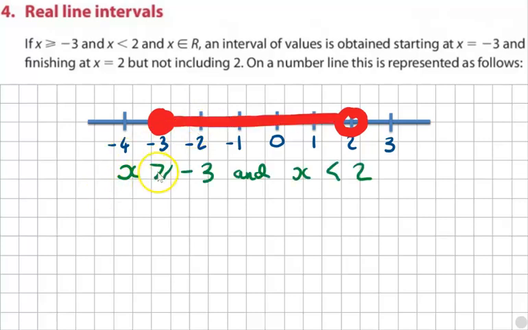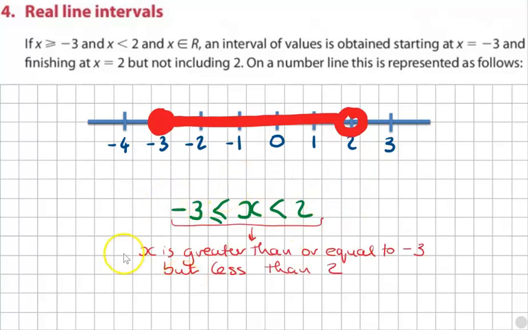So x is greater than or equal to -3 and x is less than 2. We actually put these together and this becomes our inequality. So x is greater than or equal to -3 but less than 2.